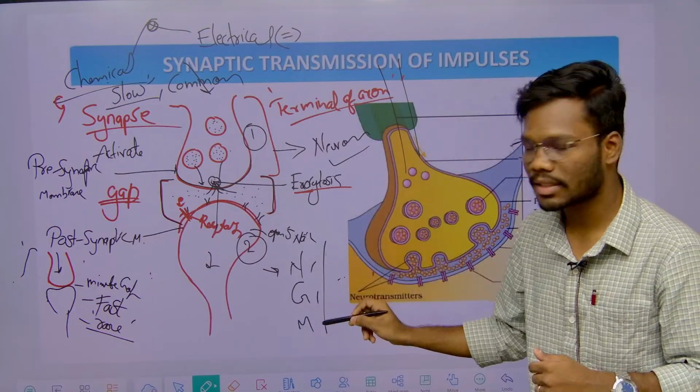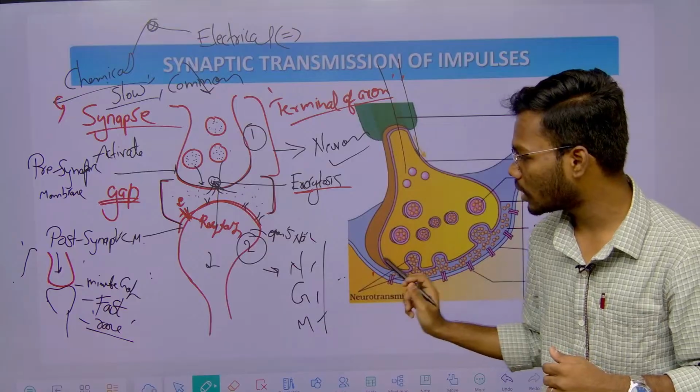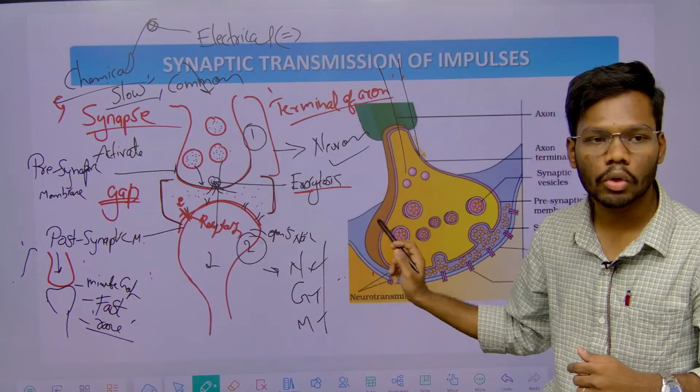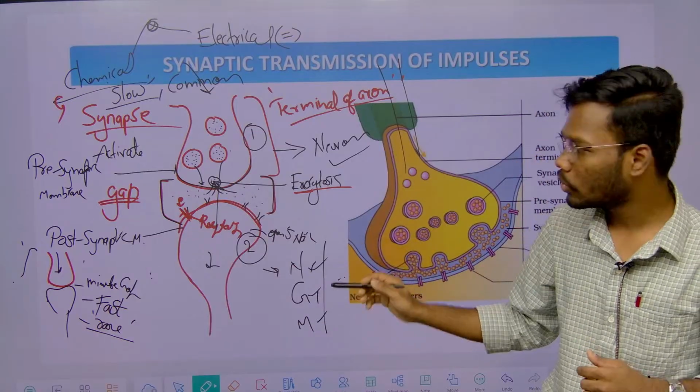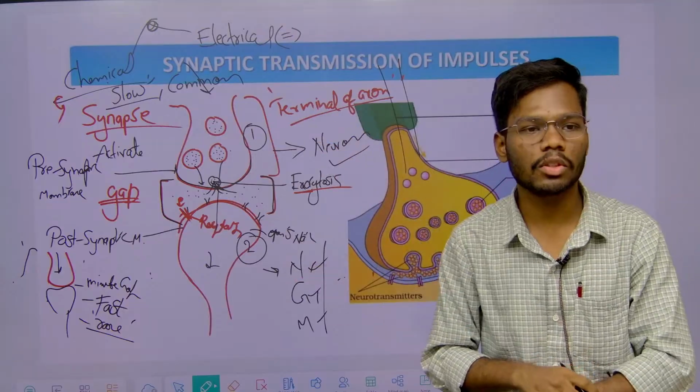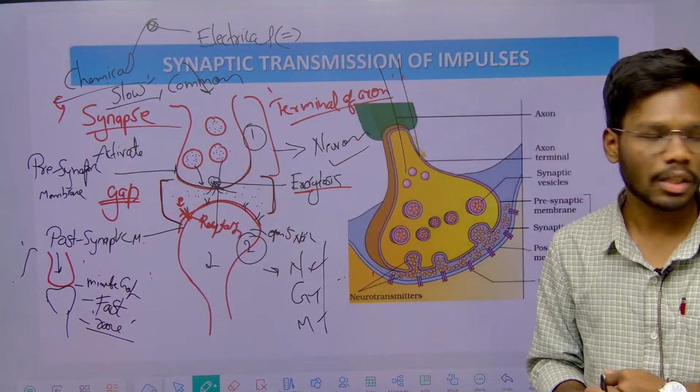We have so many examples. We already studied the neuromuscular junction, the glandular junction, and the neuronal junction also. So this is how the transmission of nerve impulse is done, right?